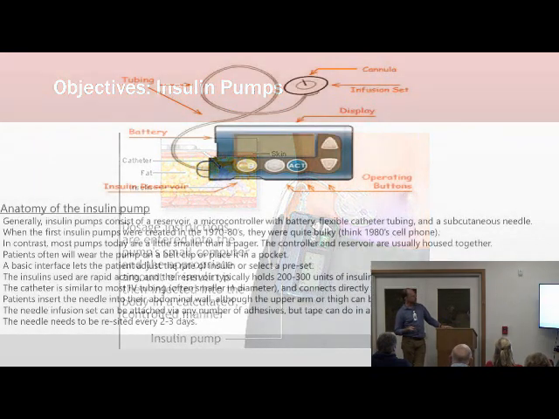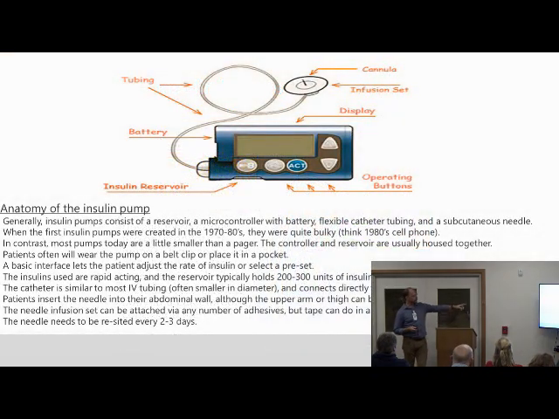And here's just another graphic. There's a reservoir with the insulin in it, there's a battery, there's the tubing, and then all the operating buttons. And I think they can store all the info. They don't sense the glucose, they just tell you what's going in. I'm sure that's coming. I don't think that's mainstream yet.